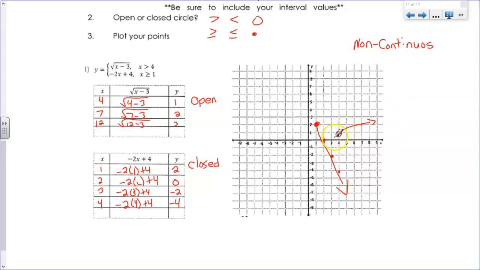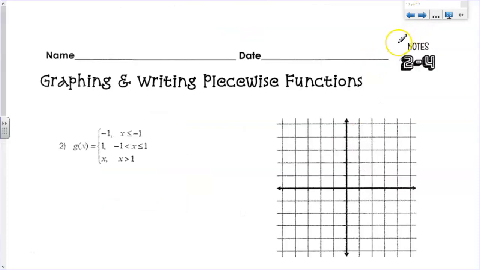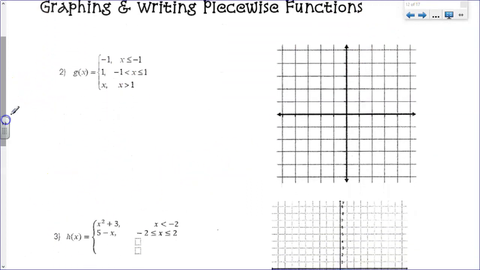Now, anytime you have an open circle, it's going to be non-continuous because you'd have to jump over that. It's kind of like a ditch. Okay, so let's look at this next one here. I didn't give you the little T-chart because I wanted you to be able to do it, because it won't always be there.